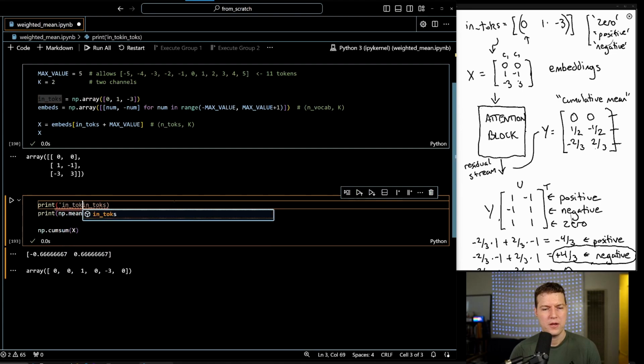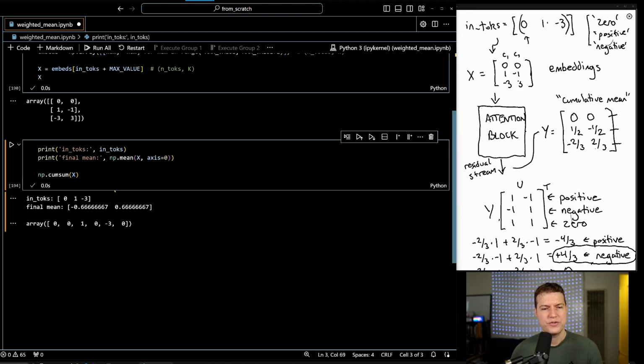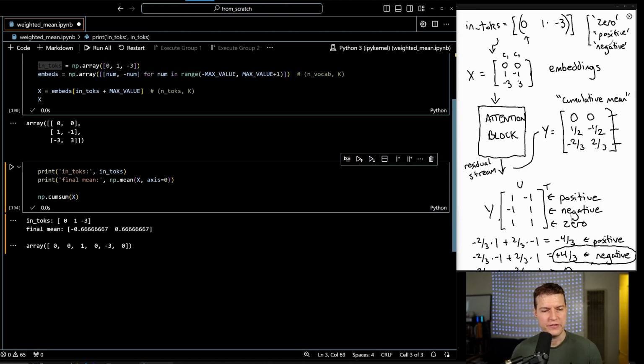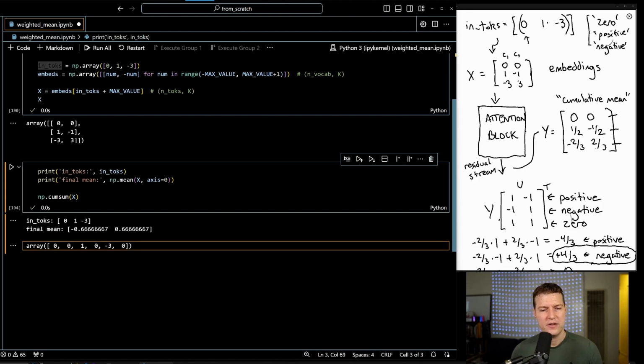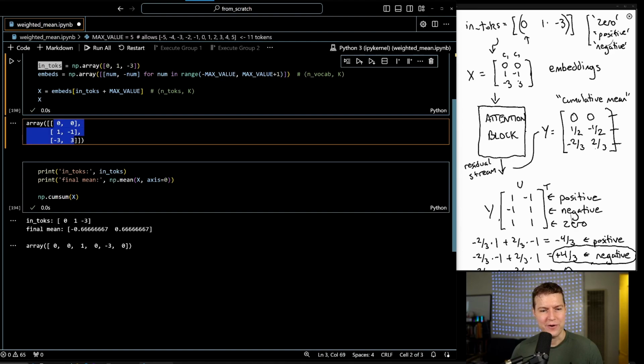I'm just going to specify what these things are. This is the final mean, right? All right. So we have this cumulative sum, and if I run it without an axis, it flattens the array. So the first cumulative sum is 0, 0 plus 0 is 0, 0 plus 0 plus 1 is 1, and so on. Now this is 0 again, now this is -3, and then this is 0. This is not what we want.